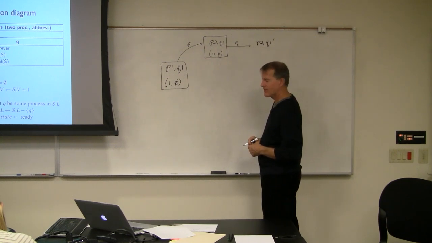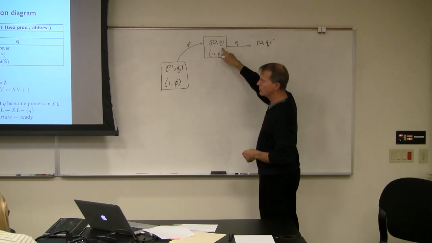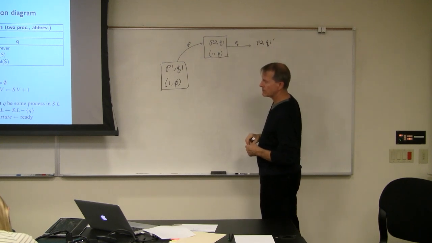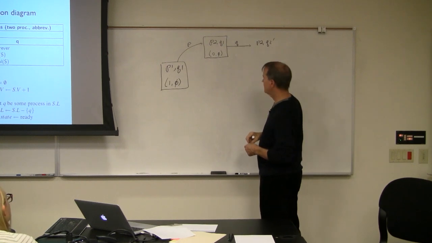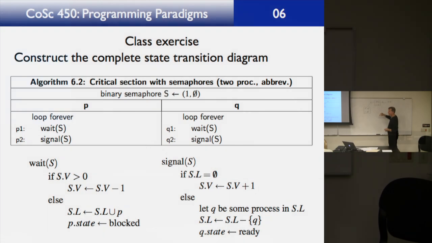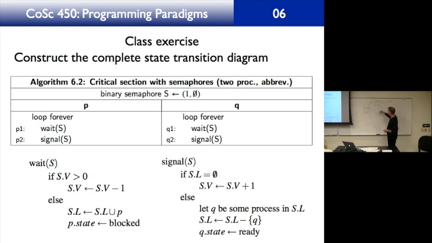What statement got executed with Q? A wait or a signal? It was wait. So look at the wait. And what does the wait say? Is S dot V greater than zero? No. So what did it do? Only this time it's Q that's executing it, right? So Q is the one that's executing the wait, so it puts Q in the set.